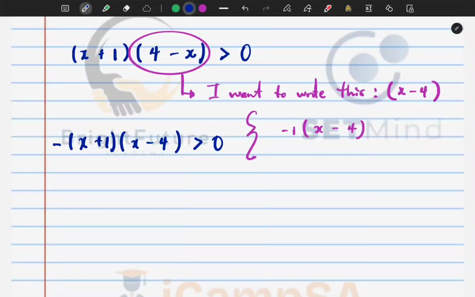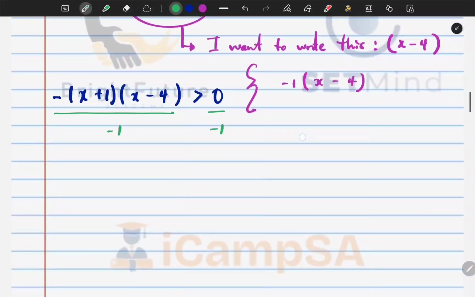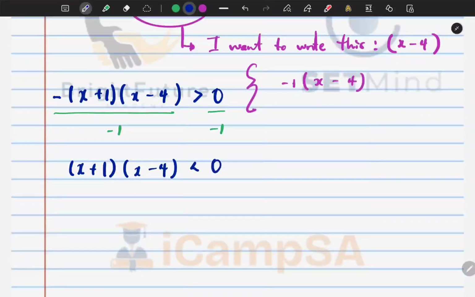So now I need to get rid of the negative. In order to get rid of the negative, I'm going to divide by negative 1. So what happens when you divide by a negative? The inequality sign always changes, right? It only changes when you divide by a negative. So now I am going to be left with x plus 1 times x minus 4 less than 0, right?